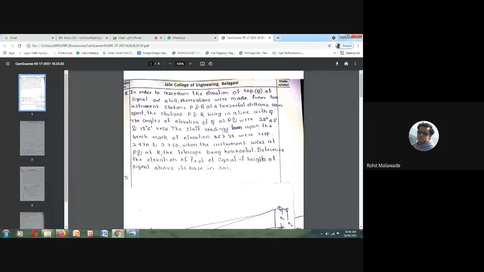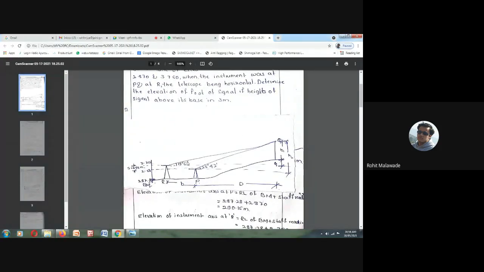The angle of elevation of Q at P, and the angle of elevation at Q and P, where it is 28 degrees, and at P it is 18.6 degrees.